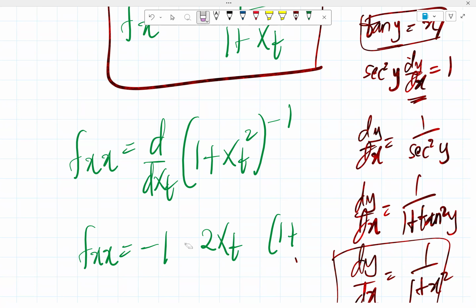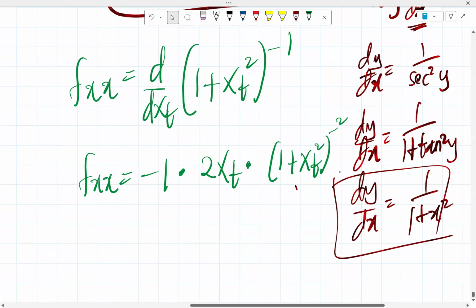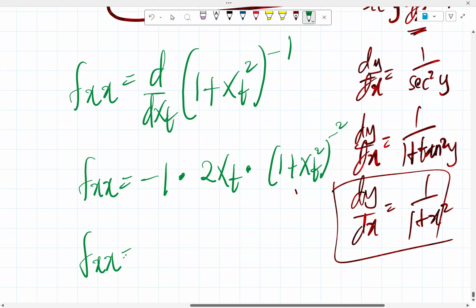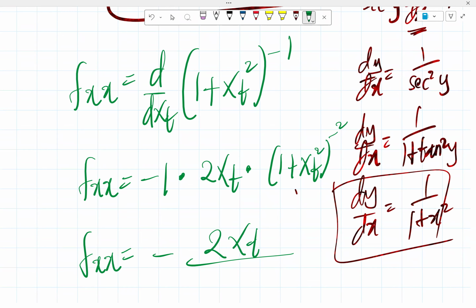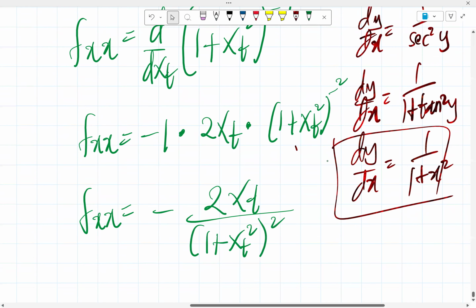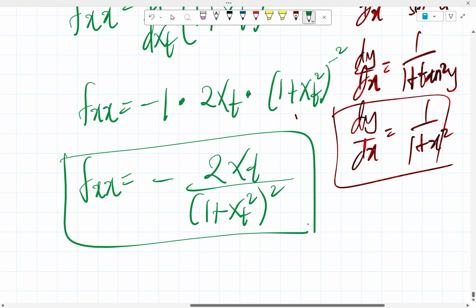Okay, let me make this multiplication a dot so that you can really understand that we are multiplying, so that you won't confuse that with plus. So that'll be x sub t squared raised to the power minus 2 now. So that's what I mean. So fxx now is equal to minus 2x of t, this one here, all over this one, is negative 2. So that is 1 plus x sub t squared all raised to the power 2. So this is fxx right here.